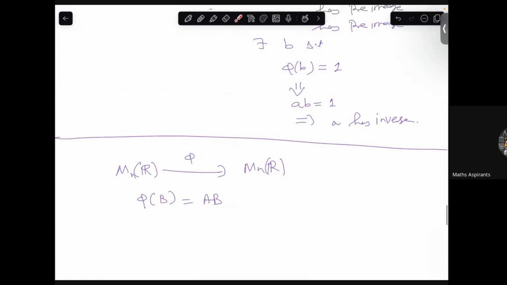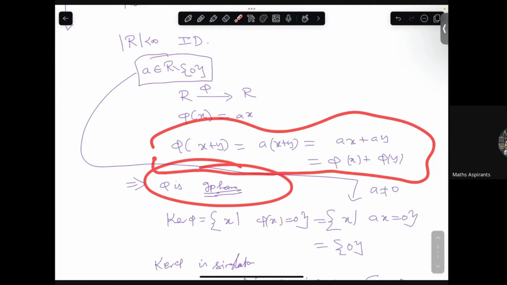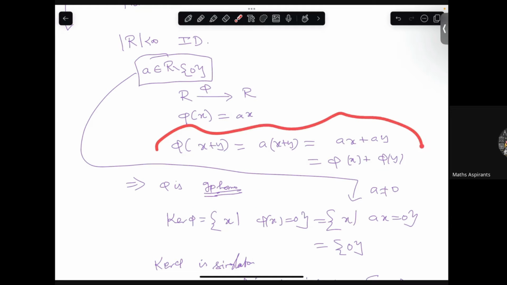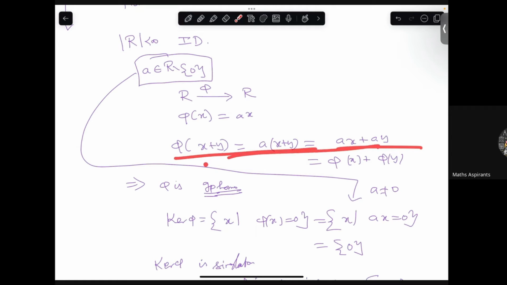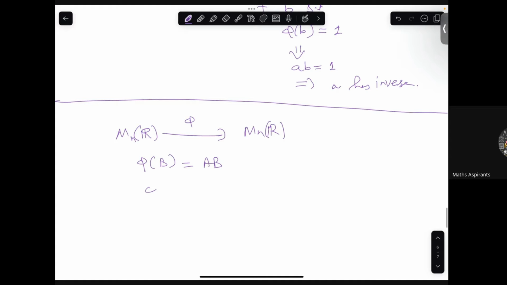Did you notice here, while proving group homomorphism, did I use anything apart from the ring property, like an integral property? No. Up to this level, I didn't use anything apart from the distributive property. So this is a group homomorphism.